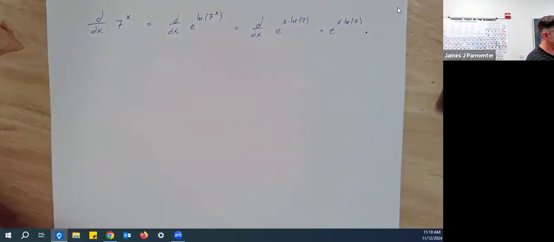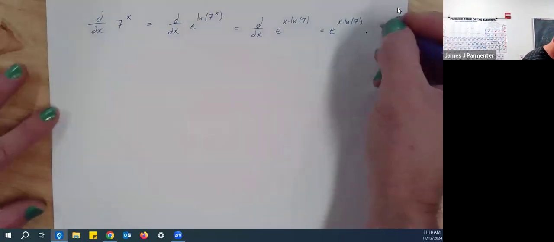What's the derivative of x times natural log of 7? Exactly, right? It's just the derivative of x times a constant, and the derivative of x times a constant is just the constant. So here we get just the natural log of 7.